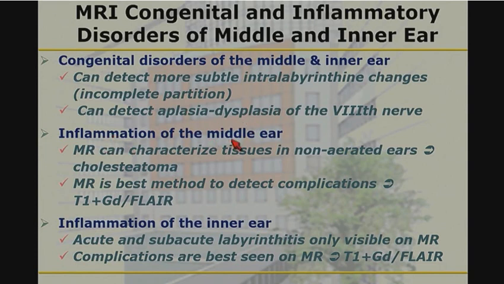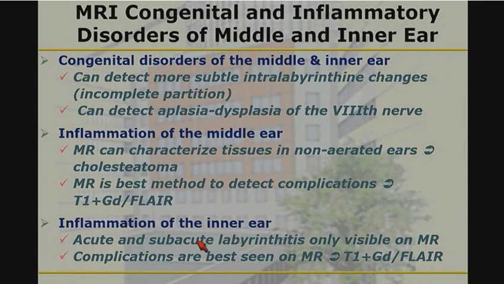That's MR. Inflammation of the middle ear, well, MR can characterize tissues in non-aerated ears, and therefore we can make the diagnosis of cholesteatoma. MR is the best method to detect complications, and there we need T1 with gadolinium or FLAIR, because it's so sensitive.